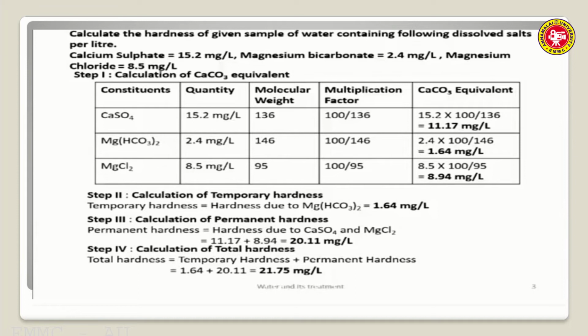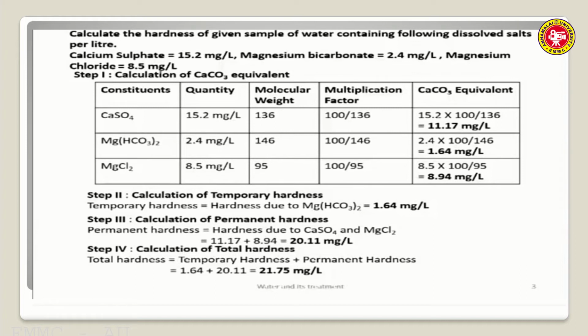Once you have converted all the constituents to calcium carbonate equivalents, then comes the second step: calculation of temporary hardness. What are the salts responsible for temporary hardness? Temporary hardness is also called carbonate hardness. So magnesium bicarbonate alone is responsible according to this problem. So straight away I am giving the answer: temporary hardness is equal to 1.64 milligrams per liter.